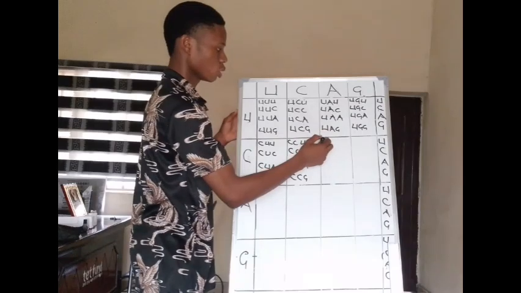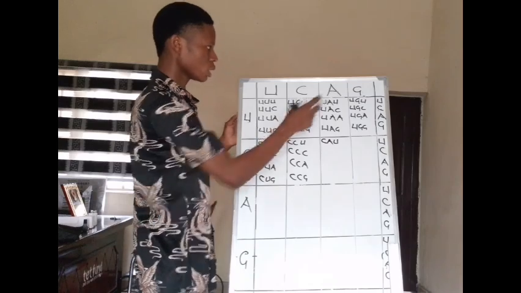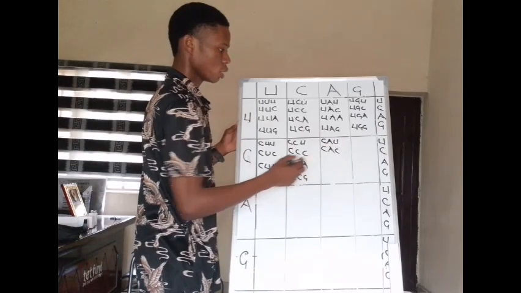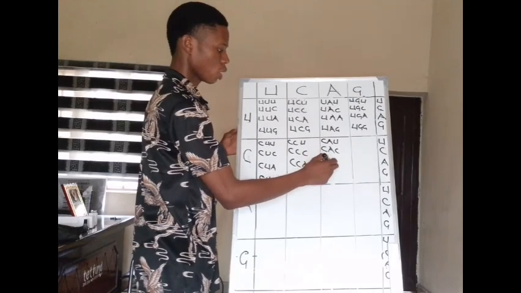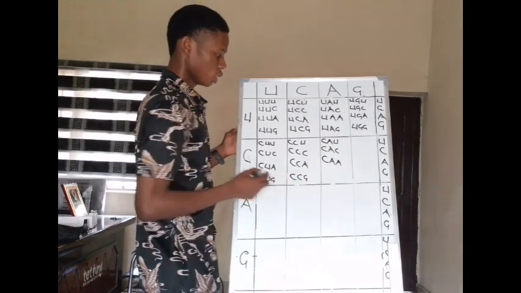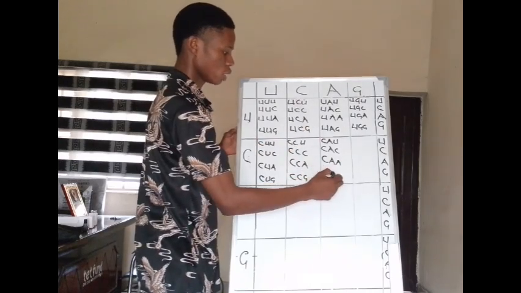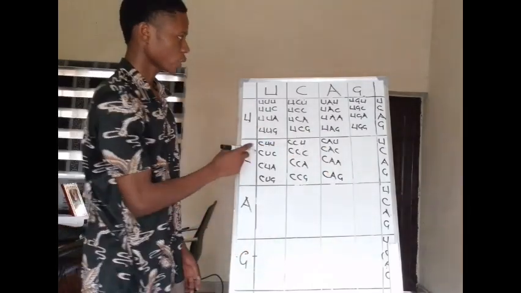C, A, U. Next is C, A, C. Next is C, A, A. Next is C, A, G. And you're done. Move on to the next.